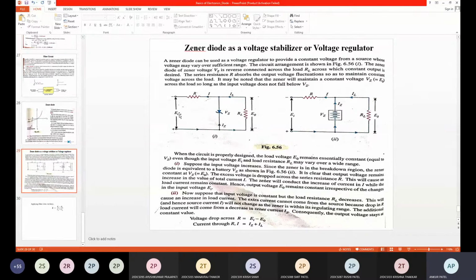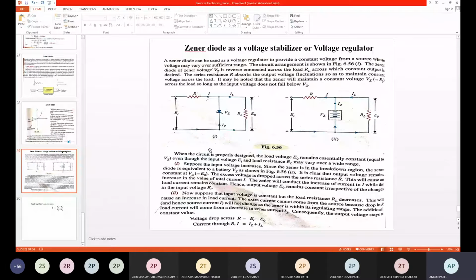As I told you, when this EI is equal to or more than Vz, then it acts as an on state or a closed switch. If this EI falls below Vz, then it acts as an off state, meaning we will not get this constant voltage. So this should not fall below Vz. Now we'll see two conditions.